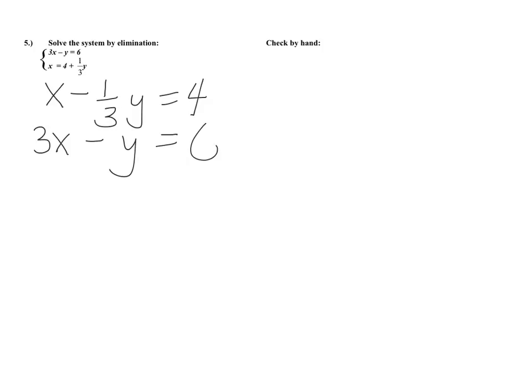All right, let's take a look at this one. For this one right here, it's not lined up, so I have to line it up. What's obvious to me is that in the bottom equation, I want to subtract 1/3 x. If you want to, you could take the top equation and add y. I prefer to have x and y on the same side. So I'm going to subtract 1/3 x. So the bottom equation is going to say x minus 1/3 y equals 4. The top equation is going to say 3x minus y equals 6.